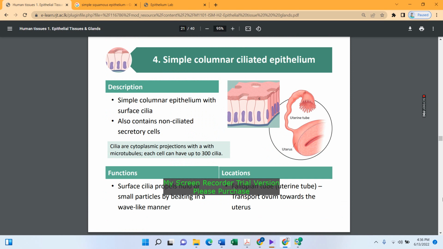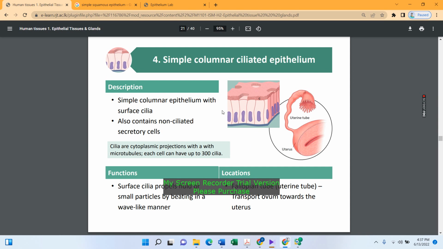Simple columnar ciliated epithelium. Simple columnar ciliated epithelium becomes important in the fallopian tube to transport the ovum towards the uterus. In transporting the ovum towards the uterus, this simple columnar ciliated epithelium becomes important.